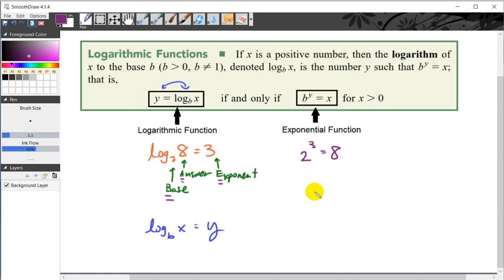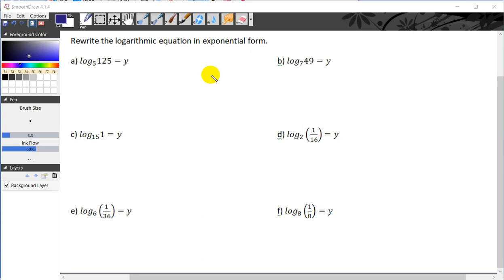So that's another way that you can visualize this. Okay, so let's go ahead and do some more examples. We want to rewrite each of the given logarithmic equations in exponential form. We can use that little trick that I showed you earlier. One way you can do this is to identify the base, the answer, and the exponent.